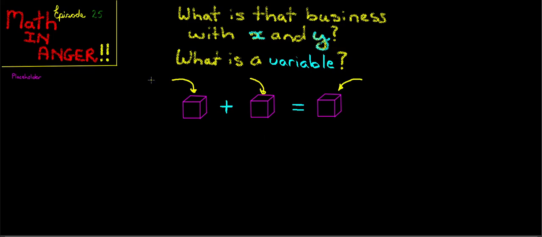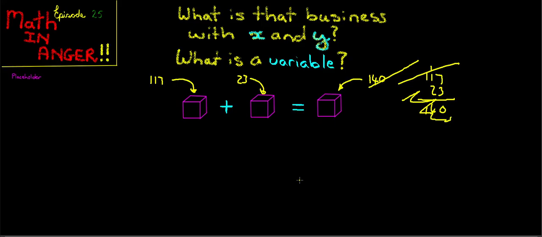So let's do something like 117 and 23. Let's work that out quickly. 117 plus 23 is 140. But don't worry about that right now. That's not what we're trying to sort out here.